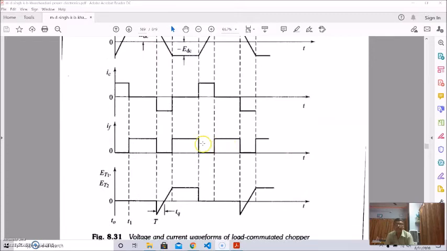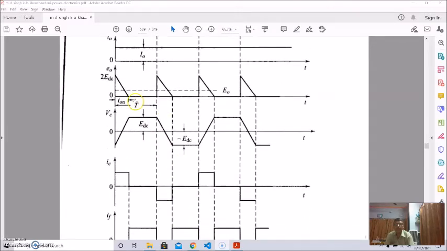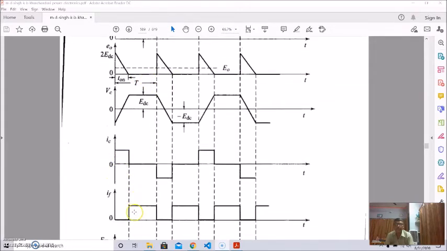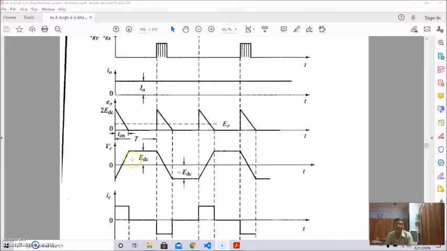So this is E0. During this period, this is IC, this is IF, and this is I0.